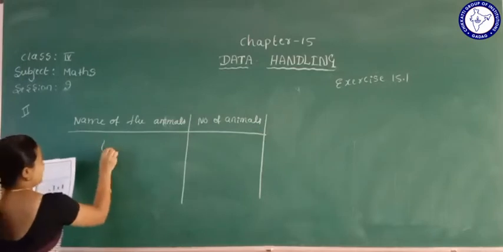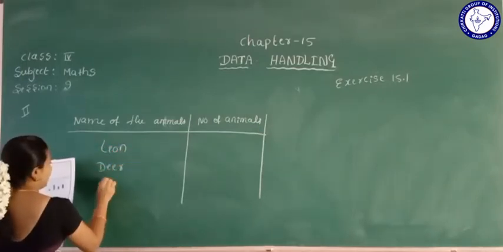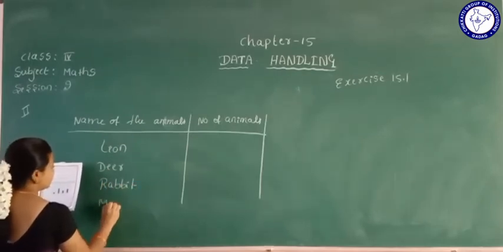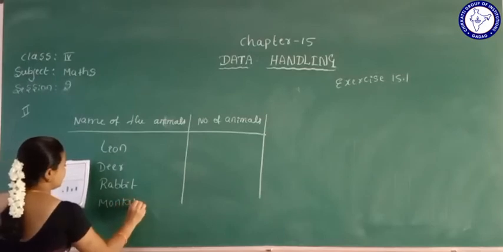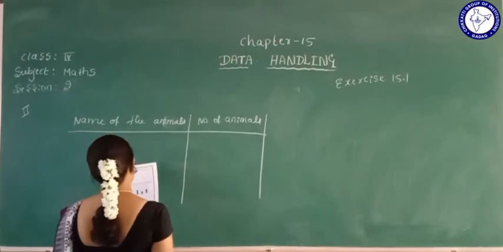First one, lion, deer, rabbit, monkey. So these four are the animals in the zoo. Okay, and how many animals are there?